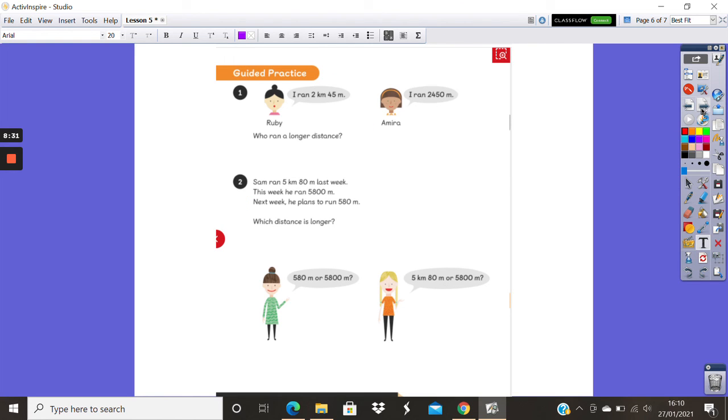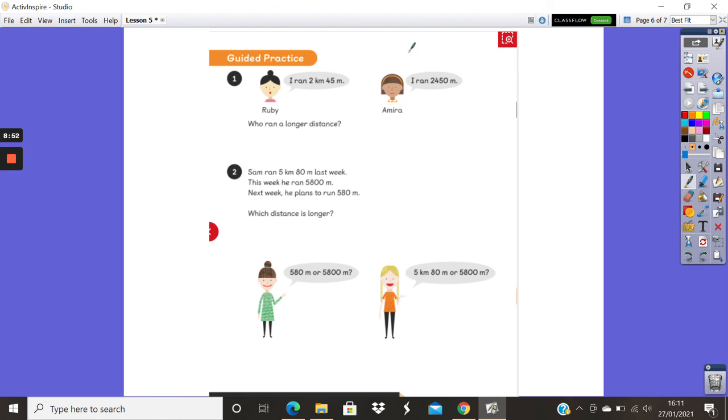Okay, so your guided practice. Ruby ran 2 kilometres 45 metres. Amira ran 2,450 metres. Who ran a longer distance? So to find out who ran the longer distance, we need to convert them into the same measure. Okay, so we'll convert Amira to kilometres. So we've got 2 kilometres, 450 metres. So now these have been converted into the same measure. You will be able to identify who ran a longer distance, okay, which would be Amira.